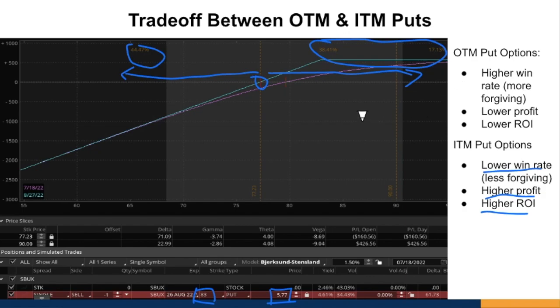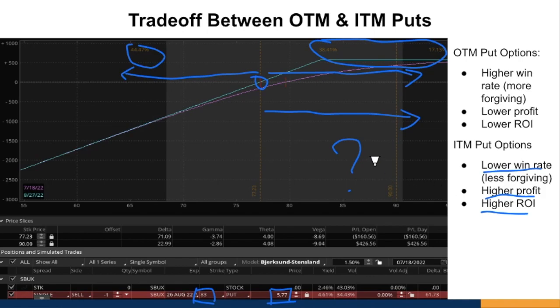So what this means is that if you want to sell an in the money put option, you have to be pretty accurate on the direction of the trade, which means you do want the market to go up once you sell the in the money put option. So the question now becomes, which is better? Is out of the money better or in the money better? And the answer is that it depends on what the stock actually does after that.